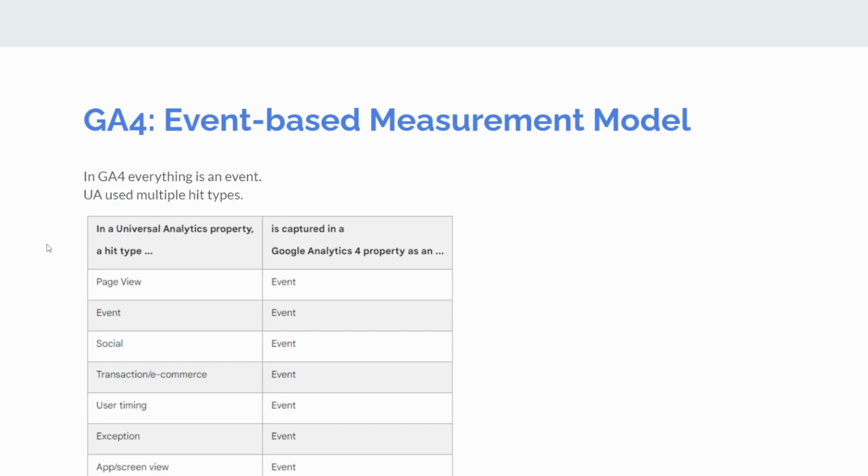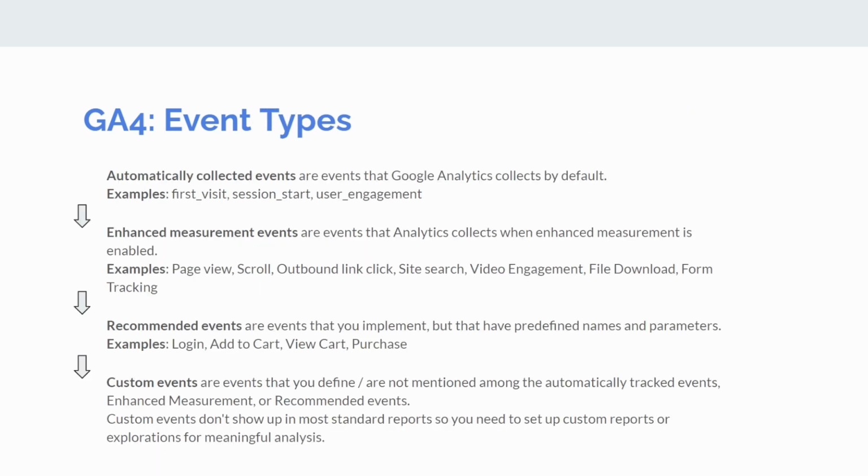So for example, in Universal Analytics, there were different hit types. We had pageview hit types, we had event hit types, we had social, e-commerce, user timing, etc. In GA4, everything somebody does on a website is an event, and those events are grouped into reports for analysis. So let's take a deeper dive on events and the event types in GA4.